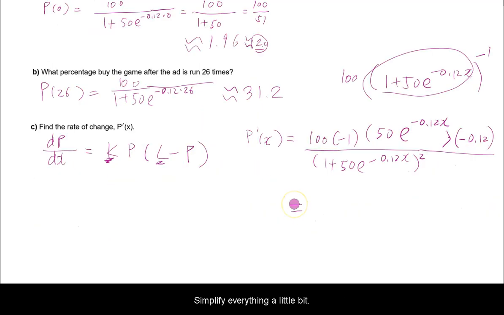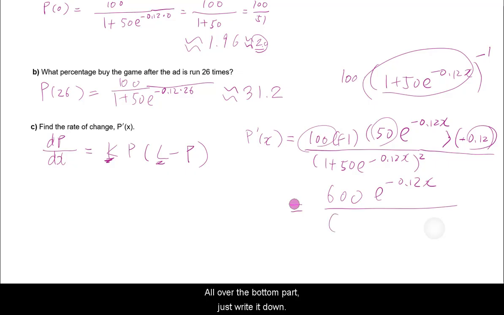Okay, simplify everything a little bit. Negative and negative cancel out. So on top, 100 times 50 times 0.12, that's 600, times e to the negative 0.12x, all over the bottom part. Just write it down. That'll be the derivative of p, the rate of change.